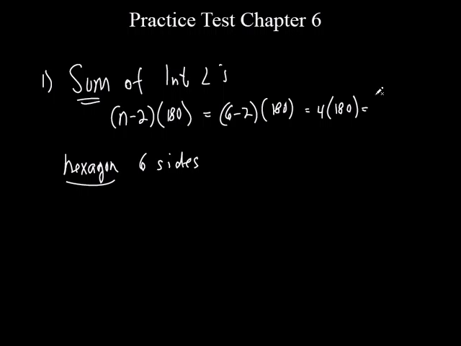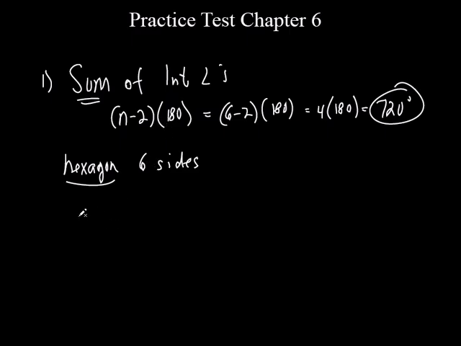I would just put it into a calculator if I were you, so you don't make any mistakes, and that would be 720 degrees. And what does that mean? That means all the angles add up to be 720. Does that mean every single angle inside of there is 720? No, it means all the angles all together, added up. The sum of the interior angles is 720. That's pretty straightforward, don't you think?